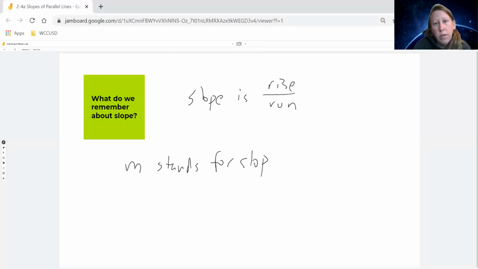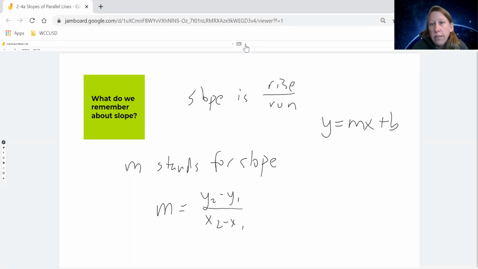Maybe remember the formula for slope, which is that m equals y2 minus y1 over x2 minus x1. Maybe you remember the formula y equals mx plus b. That m stands for the slope. Slope is for which shape? Which shape do we talk about slope?